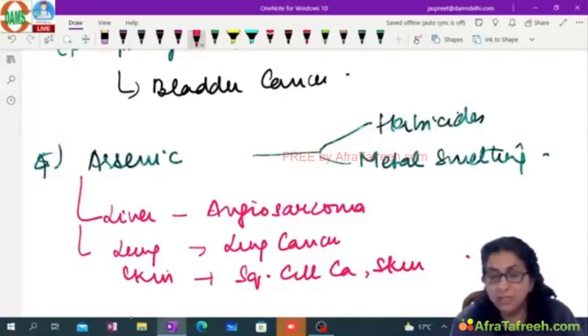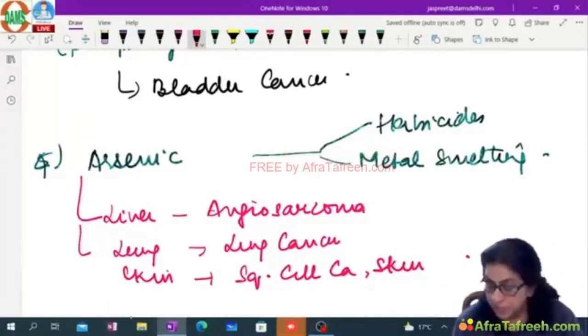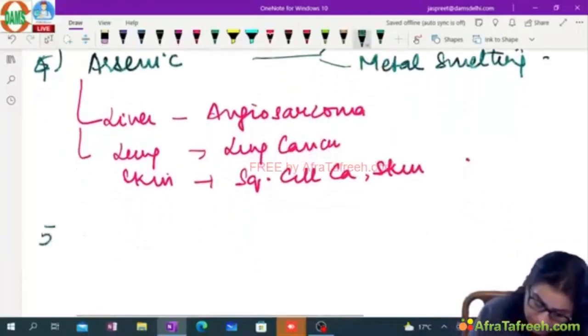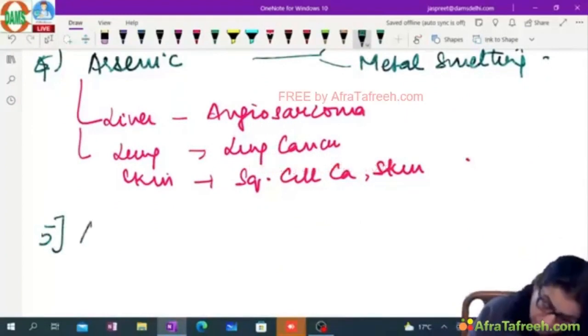And arsenic exposure occurs in vineyard workers who are exposed to herbicides, or in the metal smelting industry. Okay. Then next is asbestos.